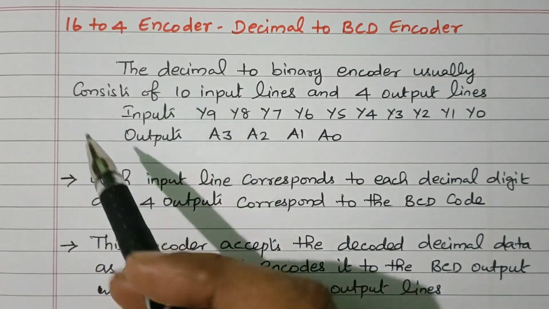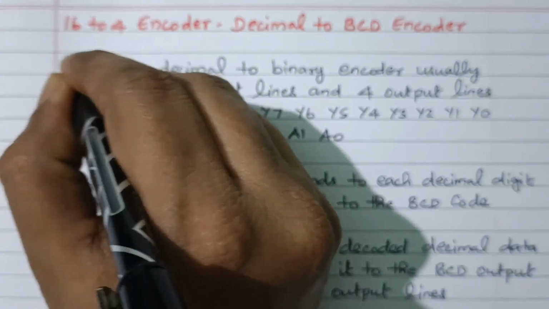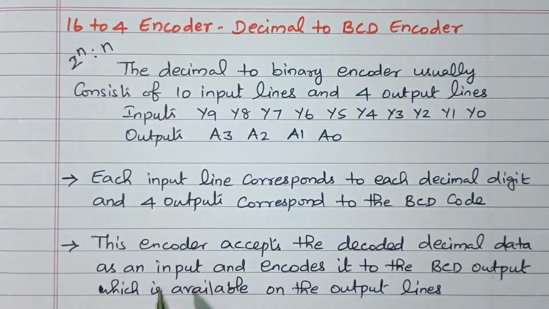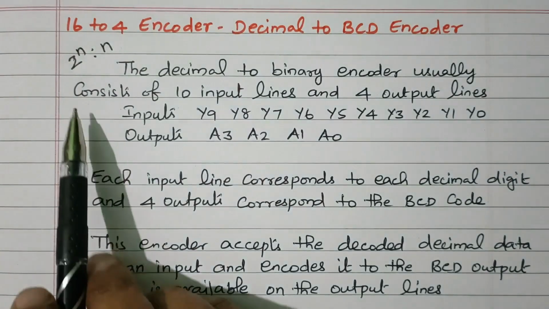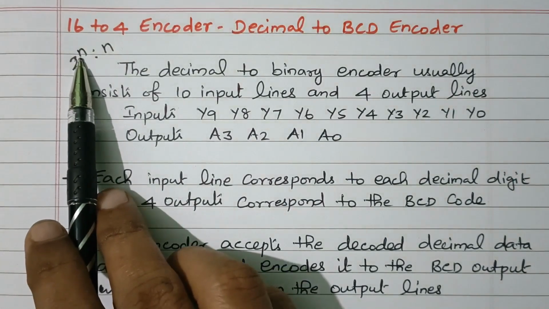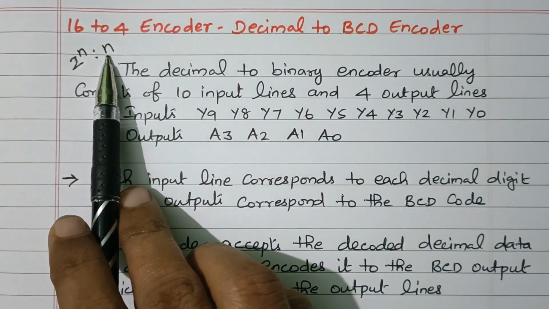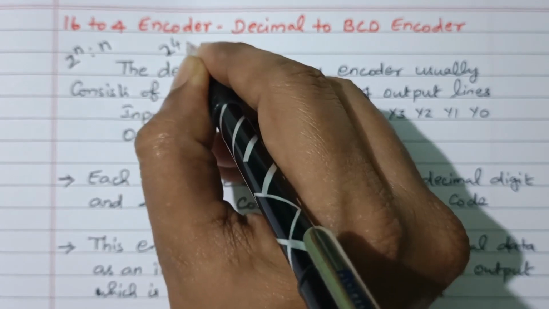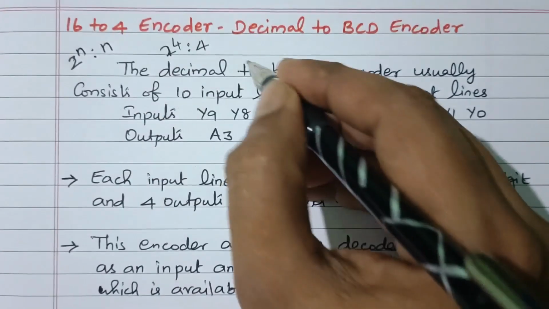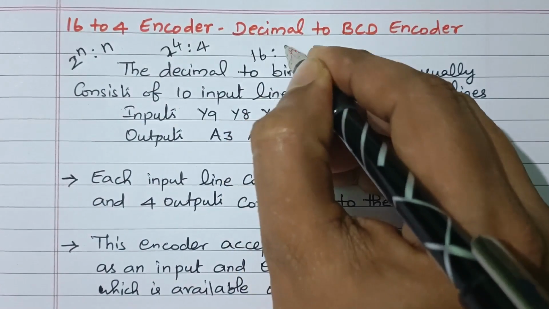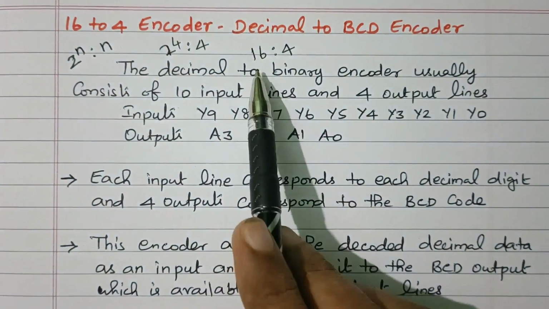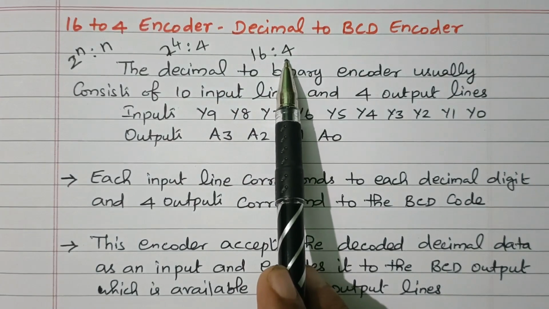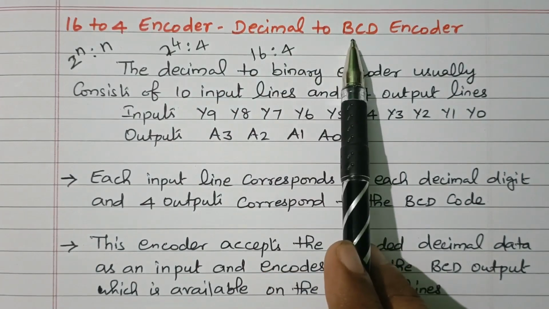We know that an encoder is nothing but 2 to the power n inputs with n number of outputs. That is the basic structure of the encoder. Here n is 4. 2 to the power 4 is 16, so 16 inputs and 4 different outputs. Because of the 4 different outputs, it is called a BCD encoder, binary coded decimal.